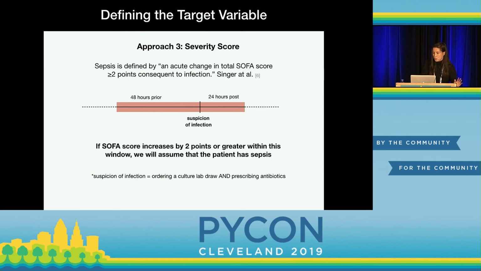Using this score, we define sepsis as an acute change in SOFA by 2 points or more upon suspicion of infection. And here, we say that suspicion of infection is assumed when two things happen. So first, a lab culture is ordered, and second, antibiotics are prescribed within a specified window. A recent study showed that regardless of a patient's baseline SOFA score, it's really their delta in SOFA score over time that's the strongest indicator of sepsis.